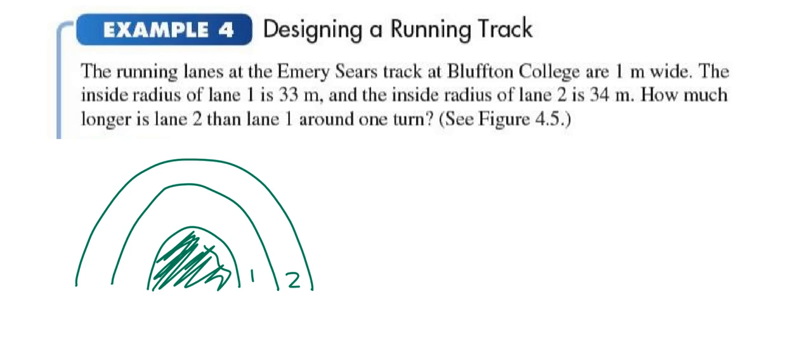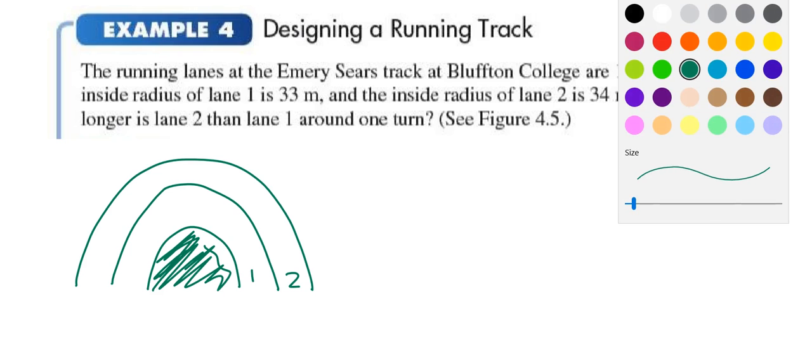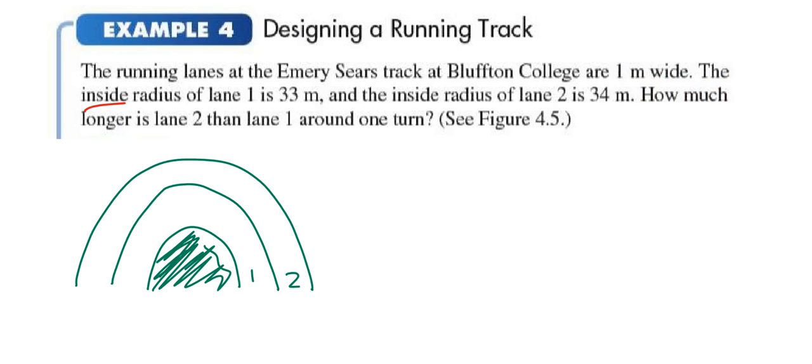Because what they said in this question was that the inside radius of lane 1, so that would be from the center to here, is 33 meters. So it really seems like this person is running right on the line. And then the distance from here to the center of the next lane is 34 meters. How much longer?